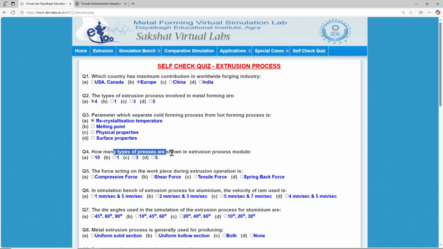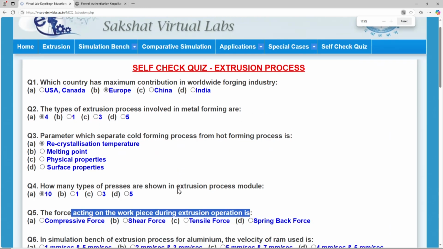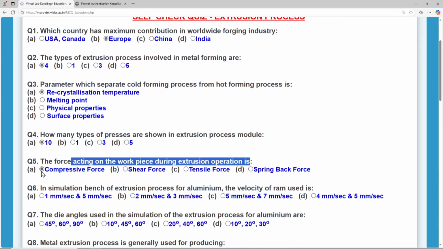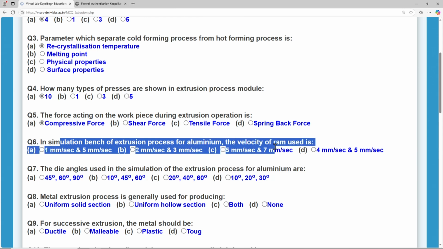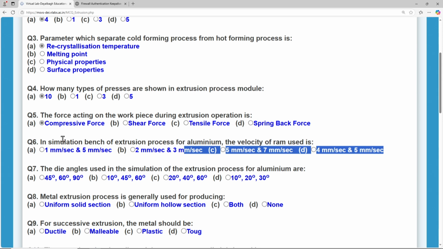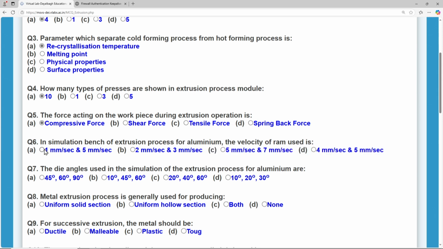How many types of presses are shown in the extrusion process module? I have walked through 10 different kinds of presses here. The force acting on the workpiece during extrusion operation, what is the force acting? Obviously it is a compressive force. I am zooming it out. The simulation bench of extrusion process for aluminium, the velocity of ram used is, this is just to recall whether we have used the right conditions or not. It is 1 millimeter per second and 5 millimeter per second.